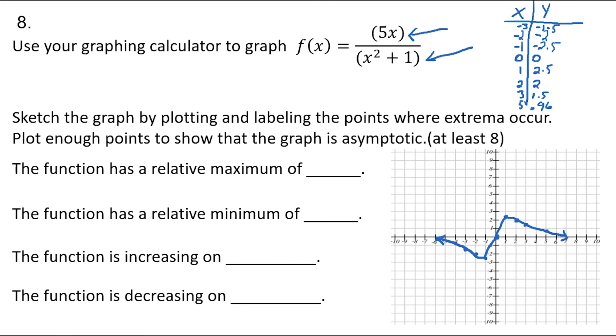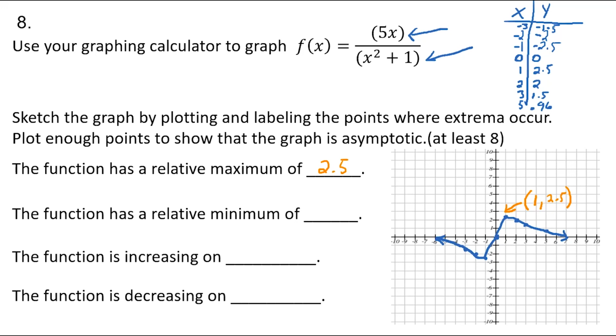Now I'll start with the relative max. It looks like it occurs somewhere around this area. And when I use the maximum feature on my calculator, it gives me the value of 2.5 as my maximum. It occurs whenever I plug in a 1, I get positive 2.5. All right, and I can actually put that value here.